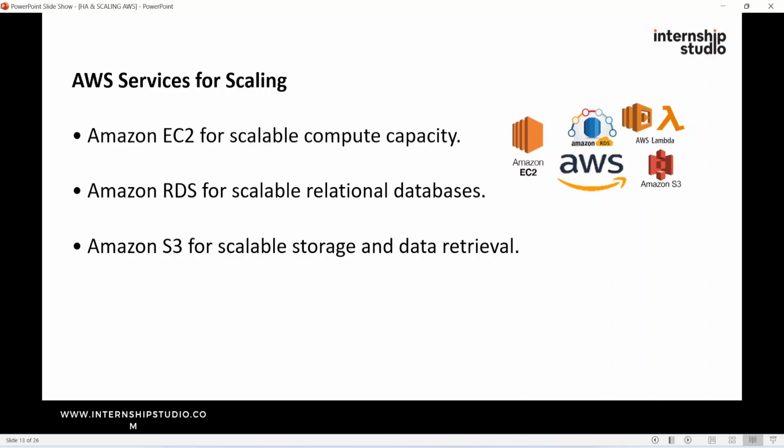Next, we have the instance types. AWS offers a variety of instance types optimized for different workloads, allowing you to choose instances with the right balance of CPU, memory, and storage. In case of RDS, which is the Relational Database Service, in terms of horizontal scaling, we have the concept of read replicas. RDS supports the creation of read replicas for read intensive workloads. These replicas help distribute read queries, improving the overall database performance.